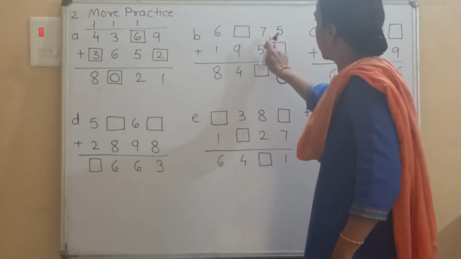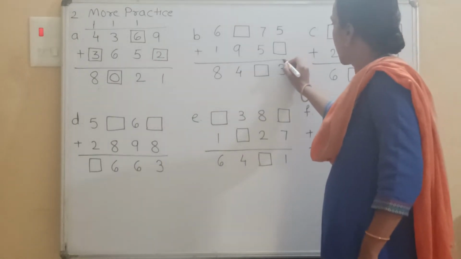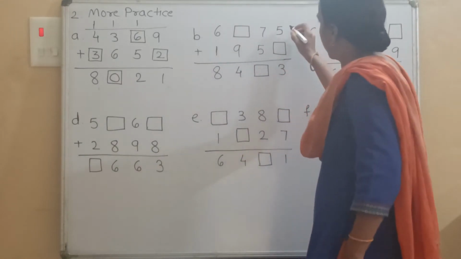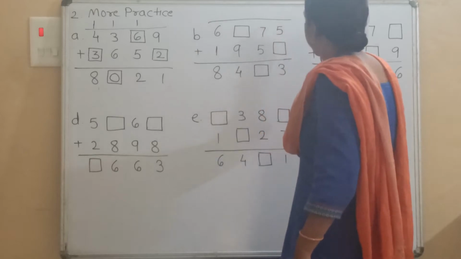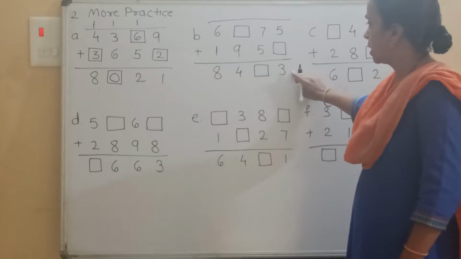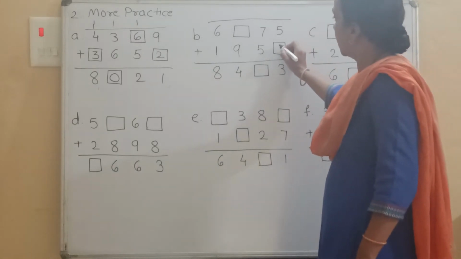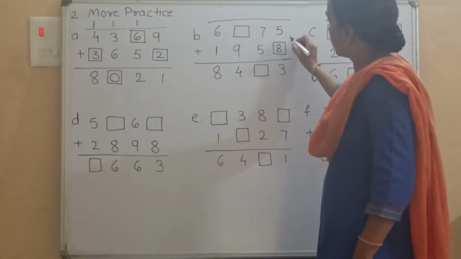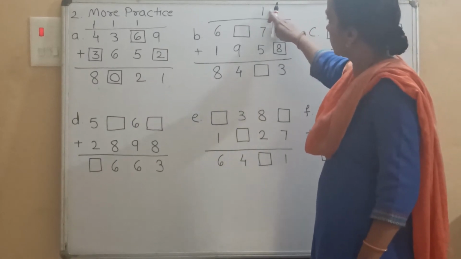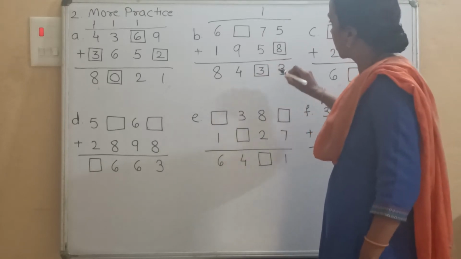6 empty box, 7 5 plus 1 9 5 empty box. Okay. So now which number if we add in this 5, so we will get answer 3. 3 means what? 3 means here 13. Okay. So if we add here 8, 8 plus 5, 13. What is the carry? 1. 7 plus 1, 8. 8 plus 5, 13. So write down here 3.